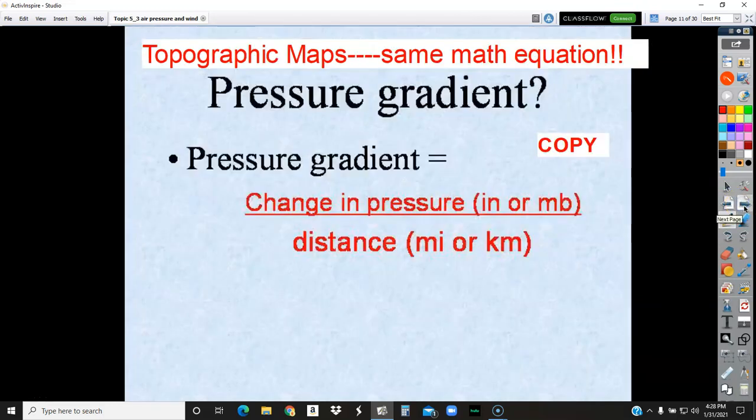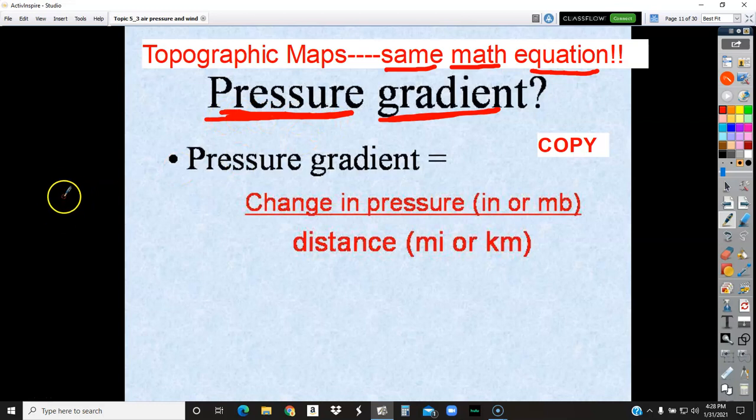The formula for gradient is the same. So gradient, if you notice on your reference table on the front page, they only give you the formula. They just write gradient. But gradient could be anything. Again, in this case, we're doing a pressure gradient, but it could be elevation. So it's the same exact rule.